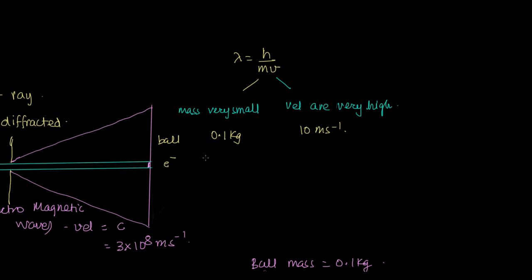Now let us come to an electron. It has a mass equal to 9.1 into 10 to the power minus 31, which is about 10 to the power minus 30 times less than that, and its speed, we had calculated for the first orbit of the electron in a hydrogen atom, is somewhere around 2 into 10 to the power 6 meters per second. It is about 2 into 10 to the power 5 times faster than the ball that you threw here. And 2 into 10 to the power 5 is how much? It is 200,000 times, 2 lakh times faster. Correct?